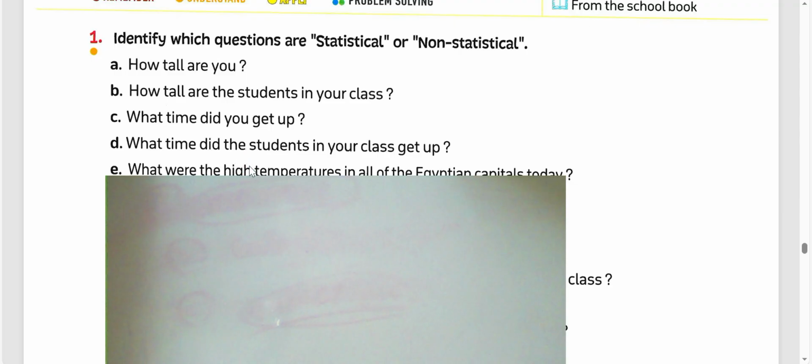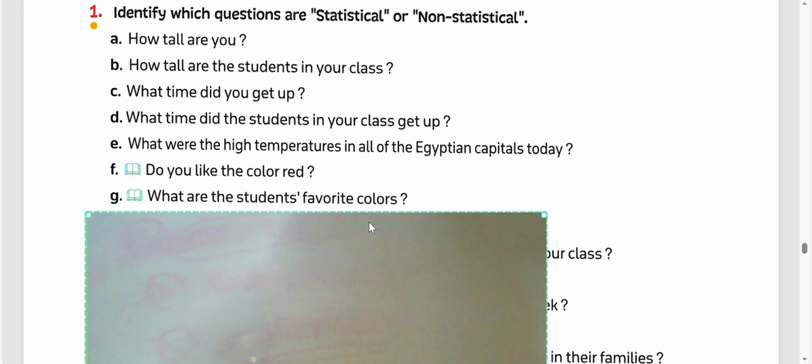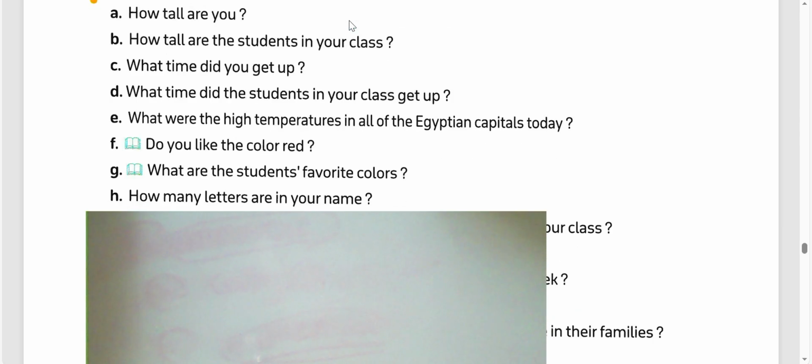What were the high temperatures in all of the Egyptian capitals today? We have an exact answer. Then it will be non-statistical. Like the color red, we have an exact answer. Then it will be non-statistical. What are the students' favorite colors? We have different answers here. Then it will be a statistical question.